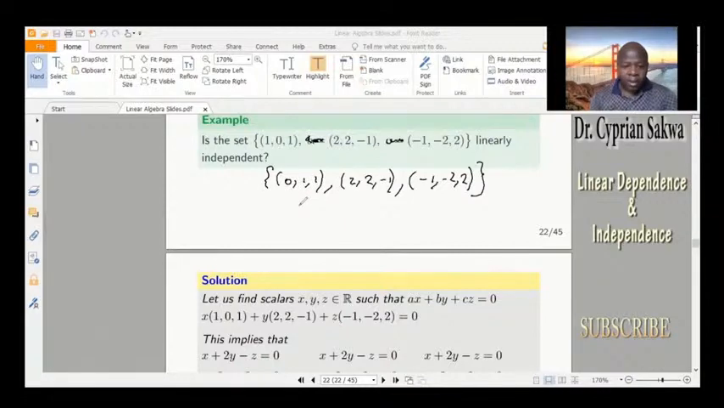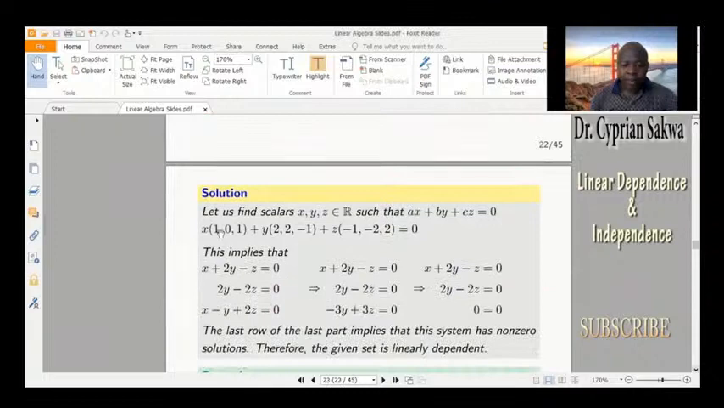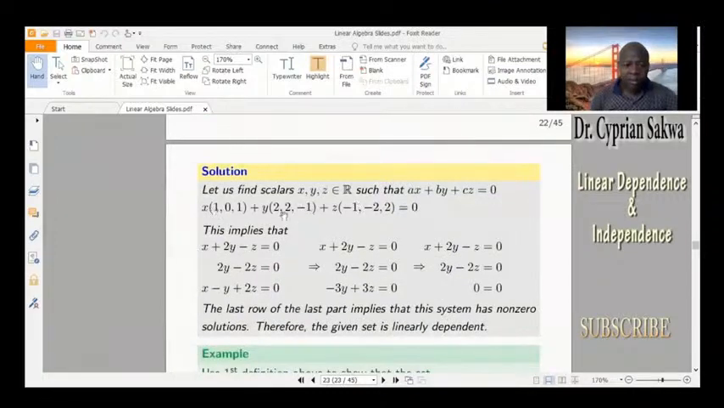So again, I want to use our second definition to see whether this set is linearly dependent or not. So that means I want to see whether I can get scalars x, y, z such that this would be true.